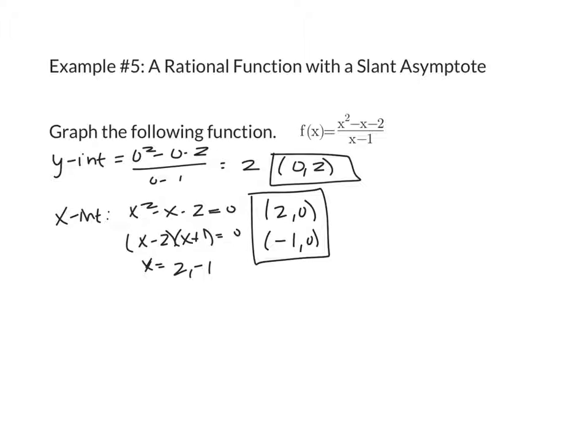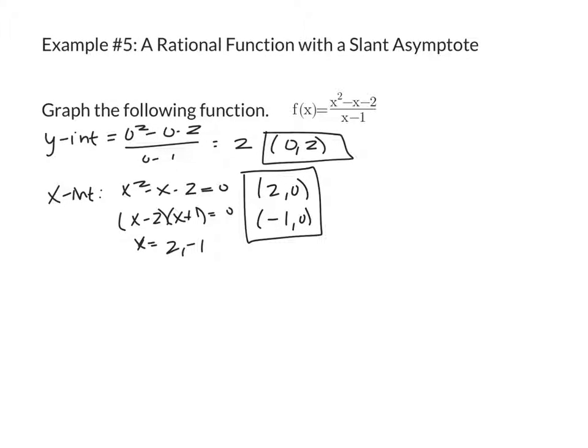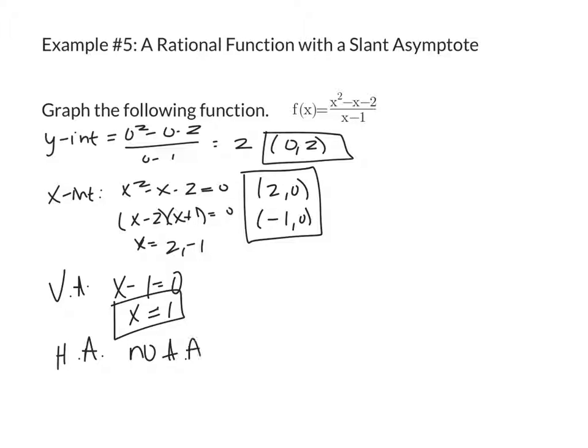Moving from there, we will take a look at our vertical asymptote. To find the vertical asymptote, we set the denominator equal to 0. So x minus 1 equals 0, and x equals 1 is my vertical asymptote. For the horizontal asymptote, the power in the numerator is greater, so there is no horizontal asymptote. But we should check, because since it's just 1 power higher, there is a slant asymptote.